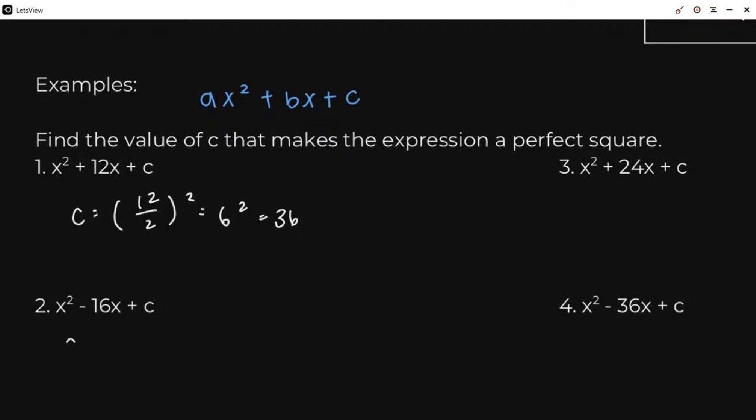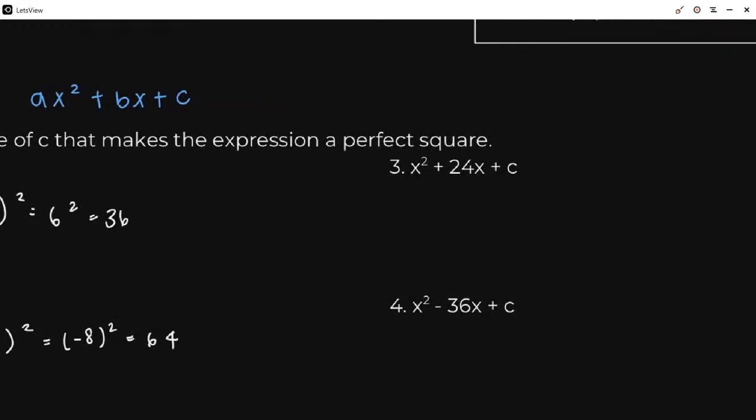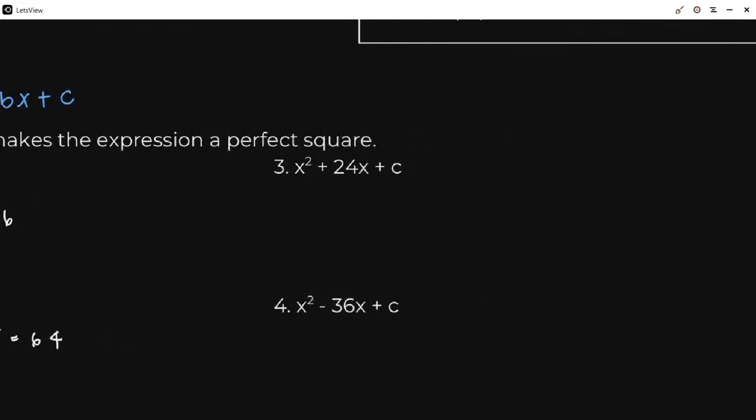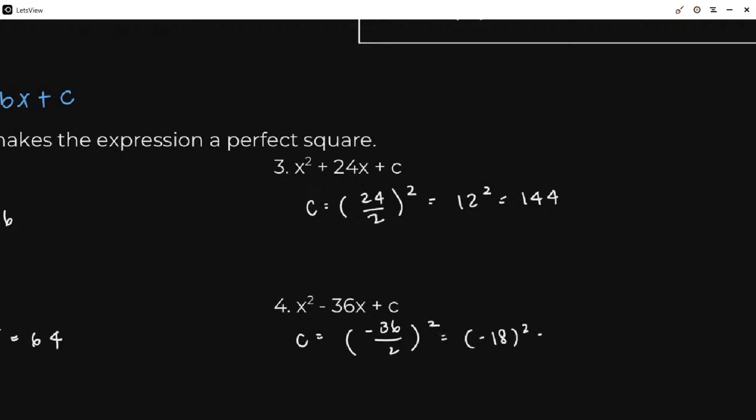Number 2, we have negative 16 for b, so that's negative 16 over 2 squared. That's negative 8 squared, which is 64. Okay, for 3, b is 24, so c would equal 24 over 2 squared. That's going to be 12 squared, which is 144. And then for 4, b is negative 36. So we get negative 18 squared, which is 324.